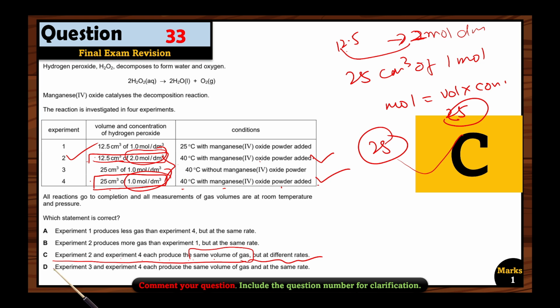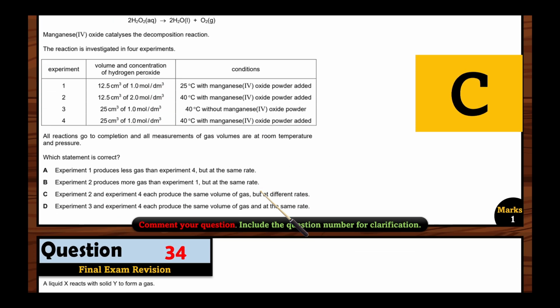Let's see option D, why it's not right. Experiment 3 and experiment 4 each produce the same volume of gas. Yes, they produce the same volume of gas, but not at the same rate. Why not the same rate? Because without manganese, they are not using the manganese powder, but here they are using the manganese powder. So that's why this option is also wrong. So option C is the only correct option.